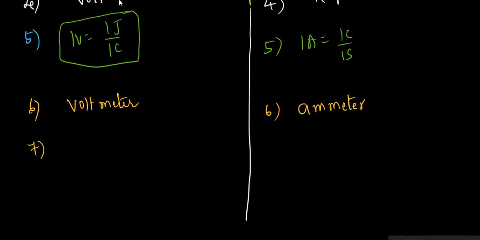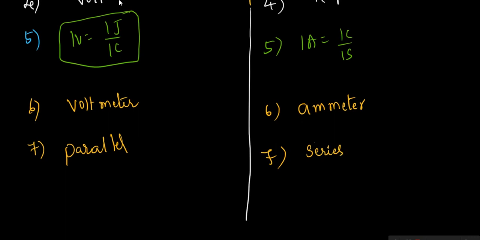And the seventh one you can see. Voltmeter is connected parallel in the circuit. It should possess high resistance. Voltmeter we are connecting in the circuit in parallel combination. Whereas the seventh point for ammeter, we connect it in the circuit in series combination.